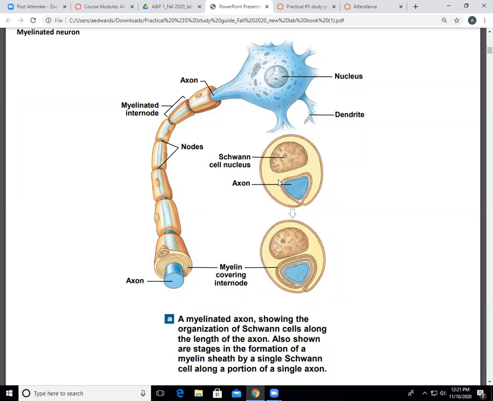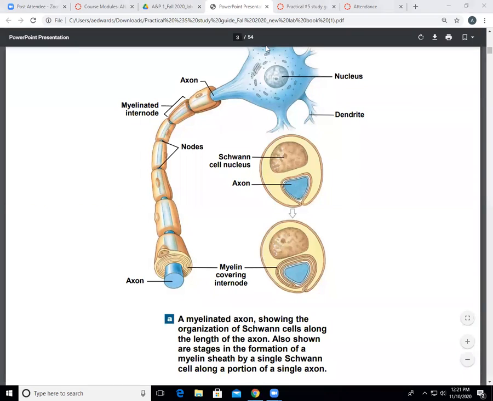You do a cross section. Here you can see this is a Schwann cell that provides the myelin. It surrounds the axon. And so once it surrounds it, then it wraps around, forms multiple layers around it.